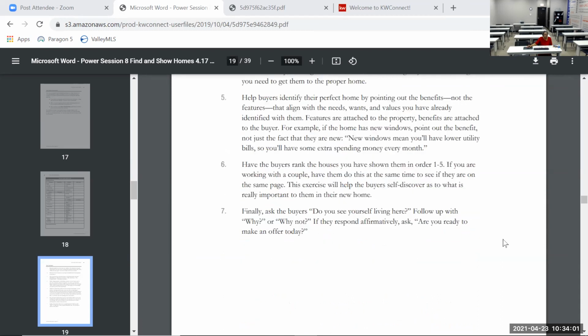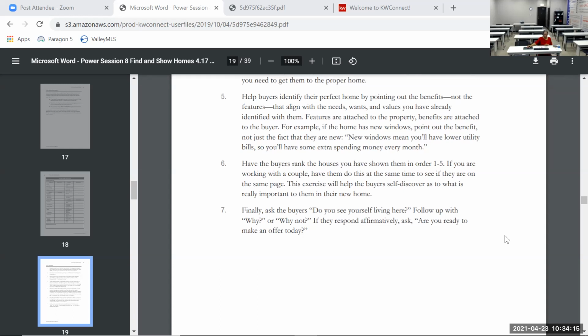And finally, ask the buyers, do you see yourself living here? Follow up with why or why not. If they respond affirmatively, then your next question should be what? Are you ready to make an offer? Exactly.